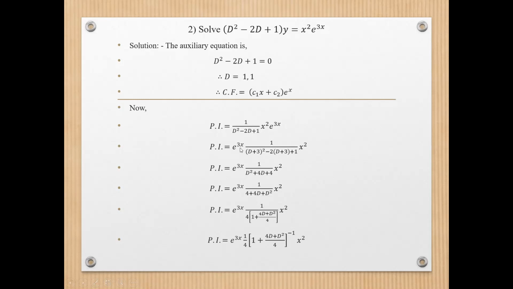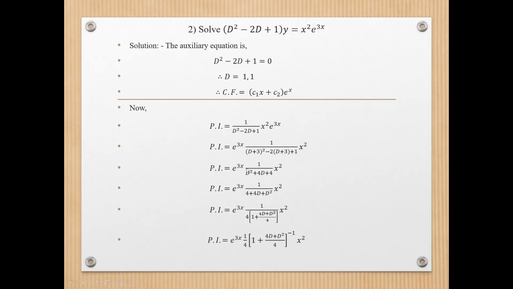We get e raised to 3x into 1 upon (D plus 3) square minus 2 into (D plus 3) plus 1. Remember one thing here, in place of D we have to replace D plus a. Here minus 2 is multiplied with D, so it is minus 2 into (D plus 3), plus 1. Now V is nothing but x square. Now solve this denominator. What do we get? The particular integral is equal to e raised to 3x into 1 upon, solve this bracket, (D plus 3) square minus 2 into (D plus 3) plus 1. After solving all these quantities in the denominator, we get D square plus 4D plus 4 into x square.